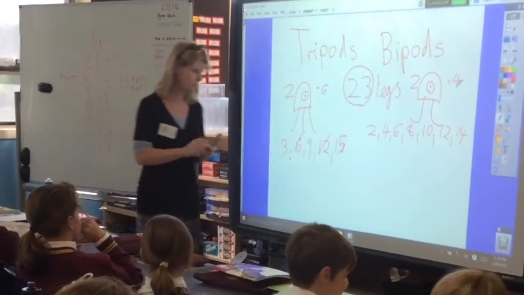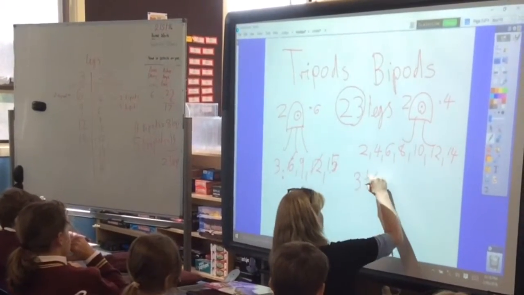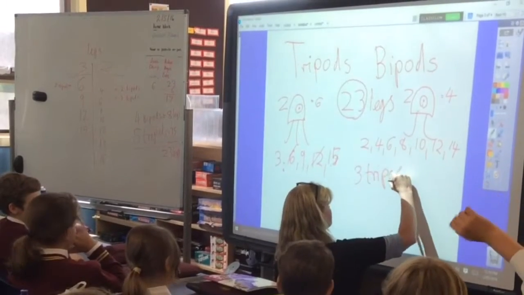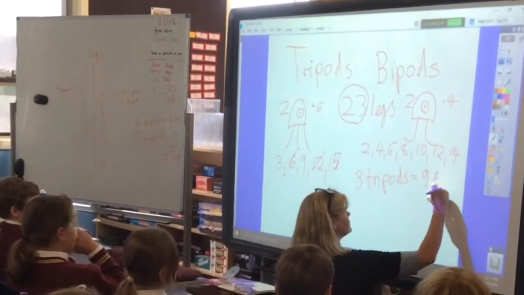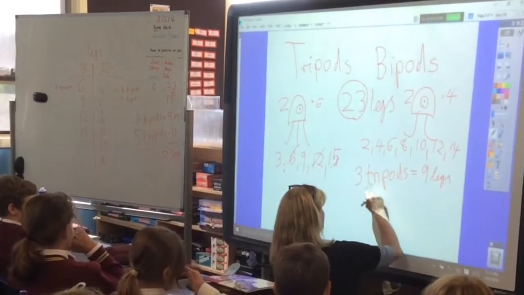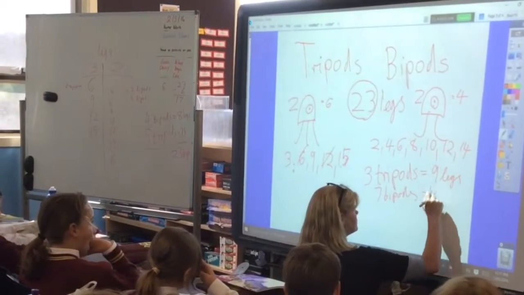We'll go back over here and hope the pen doesn't let me down. So 3 tripods is how many legs? Who wants to do the calculation? 3 times 3. Tripods is 9. 9 legs, well done. And 7 bipods is how many legs? 14 legs. And who wants to add them together?